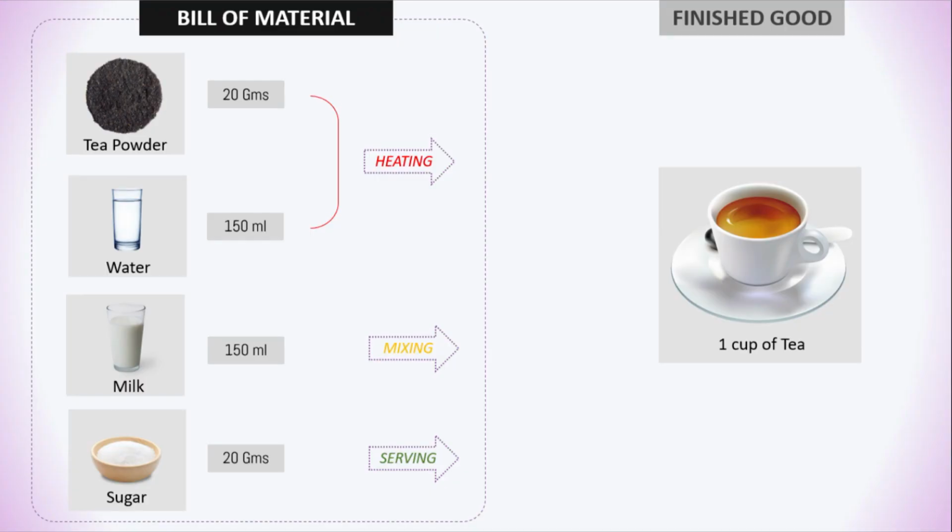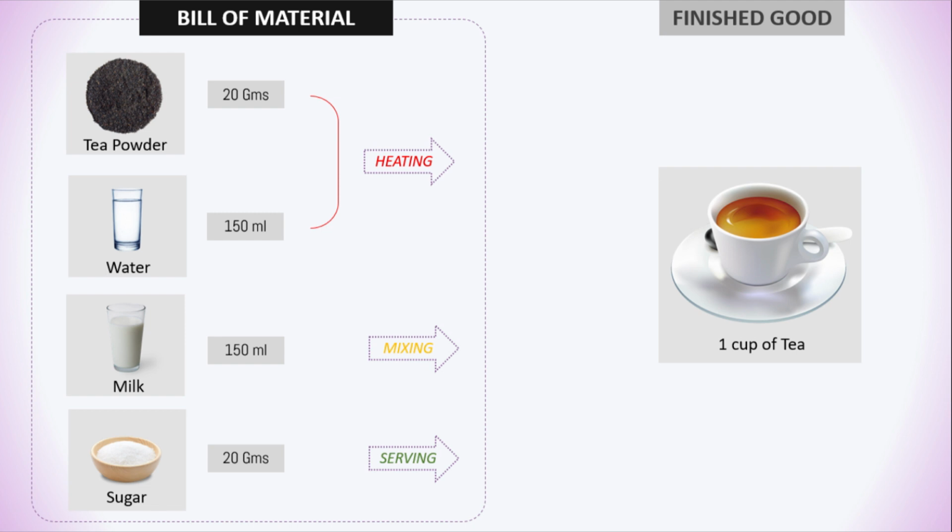Another important step is to enter the bill of material in the system. Our bill of material will look somewhat like this. Here, we have listed the exact amount of each item required to produce 1 unit of finished good. Also, our finished product will be required to go through 3 stages of operation, that is heating, mixing and serving. So, we will require these items at different stages of operation.